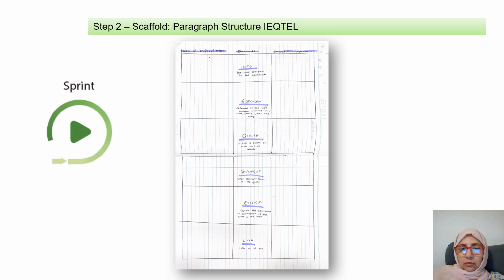So if you look a little closely, the student here says the topic sentence for the paragraph. That's her definition for idea. Okay, elaborate on the topic sentence, include who, what, when, where, and why and how. Quote, include a quote or some sort of evidence. Technique, what technique form is the quote, and then explain the significance of the quote to the topic and then link to the topic.